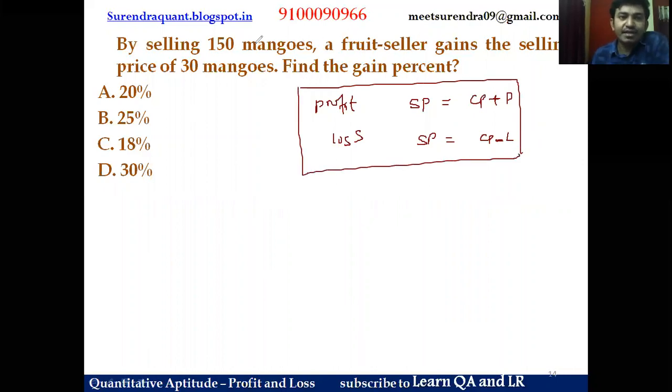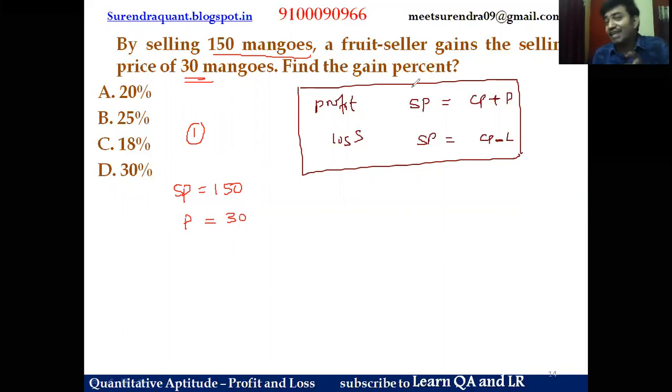Now coming to the situation, by selling 150 mangoes, guys, do you know what is the selling price of each mango? We don't know. Let us say 1 rupee is the selling price of each mango. You can take 10, 20, 30, anything you like. But to make simplification easy, we are considering the selling price of each mango as 1 rupee. By selling 150 mangoes at the rate of 1 rupee per mango, what is the selling price totally? 150 rupees only. But he gains the selling price of how many mangoes? 30 mangoes, in which the profit is 30 mangoes' selling price. 1 mango selling price is 1 rupee, 30 mango selling price is 30 rupees.